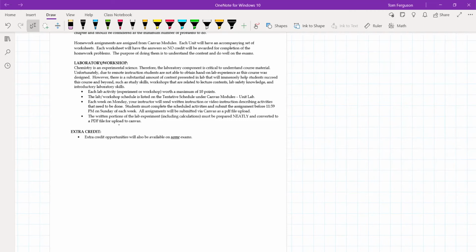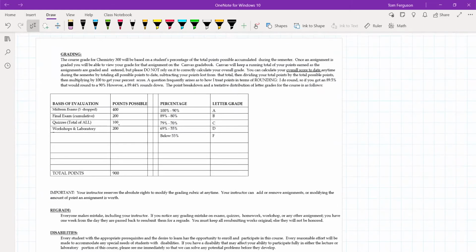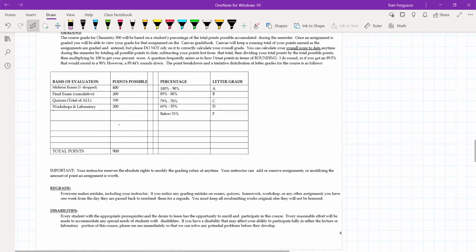Okay. And I'll get to those when we get into the 4th week or so. I'll talk in real detail about how I want the labs written up, etc. And there will be occasionally extra credit opportunities on some exams, not all of them. Okay. This is the point breakdown and how your grade is determined.